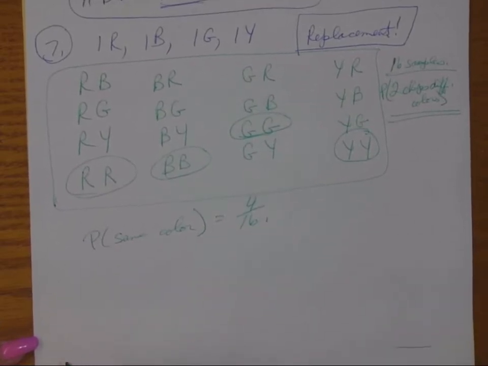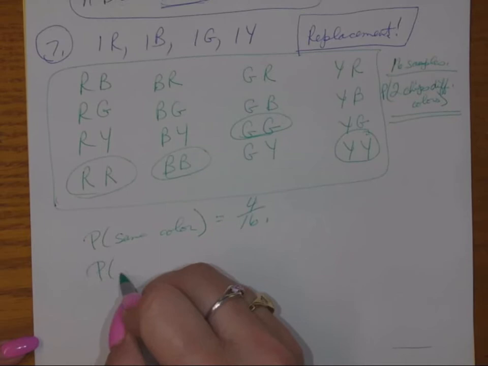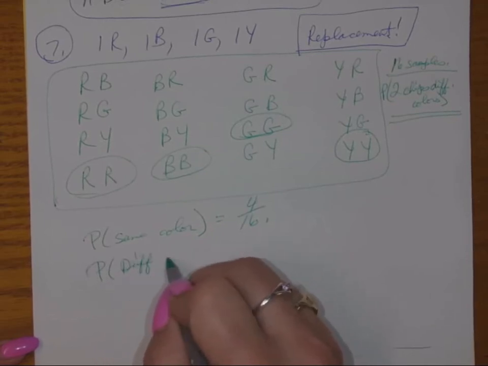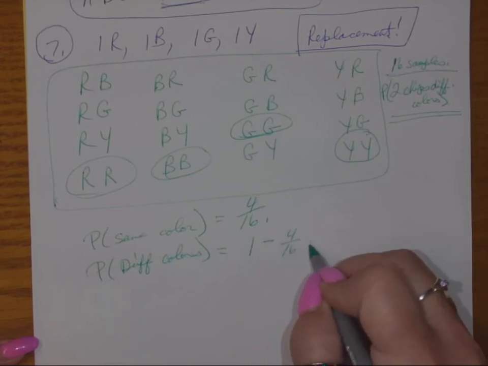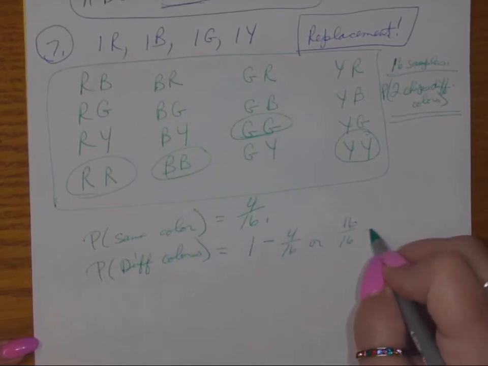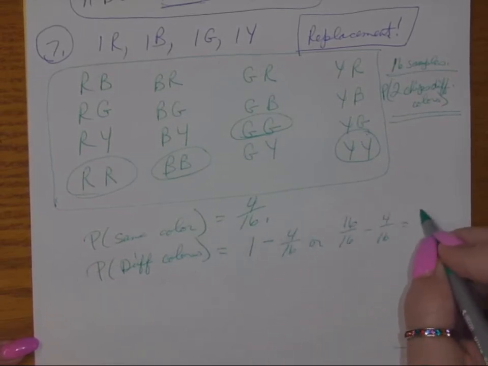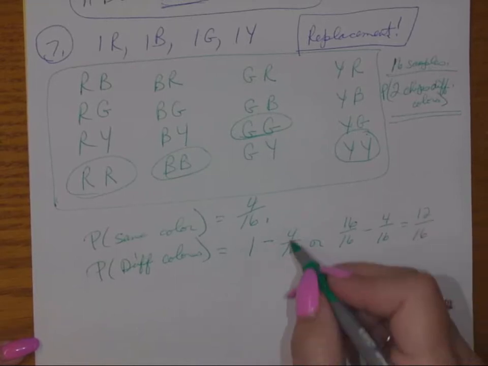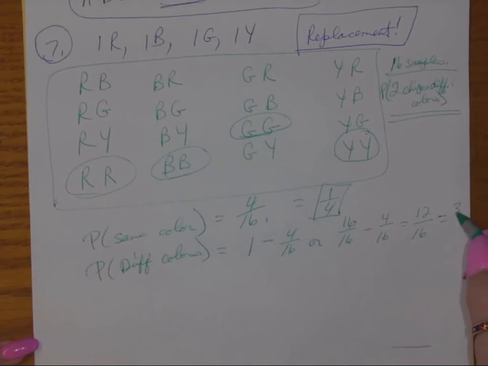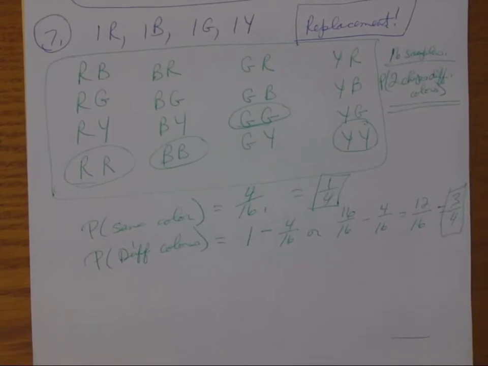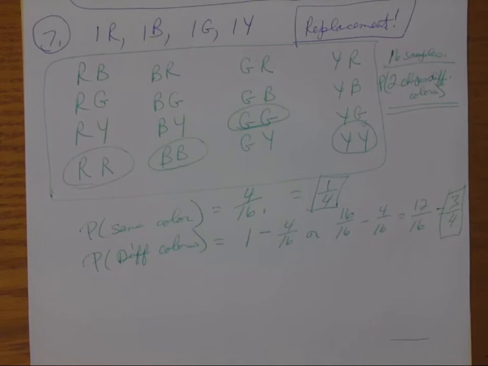Okay. So the probability of different colors would be what? 1 minus 4 out of 16, or 16 sixteenths minus 4 sixteenths, which is 12 sixteenths. If you reduce that, that's 3/4. So there's a 3 in 4 chance, 3 out of 4 times, that you will get 2 chips of different colors. All right.